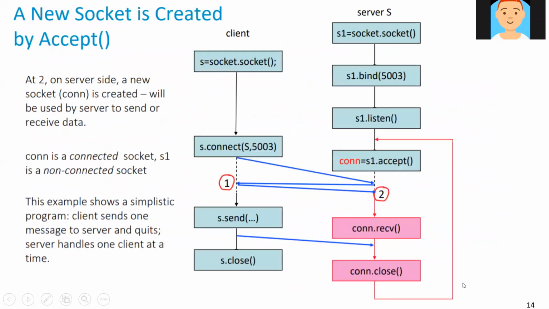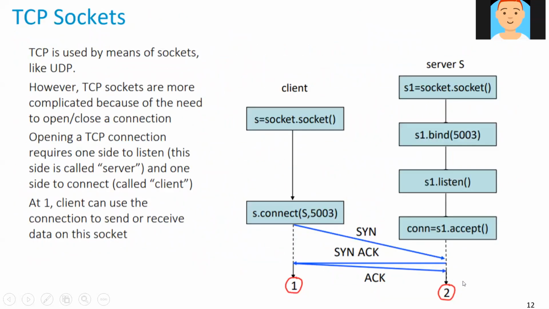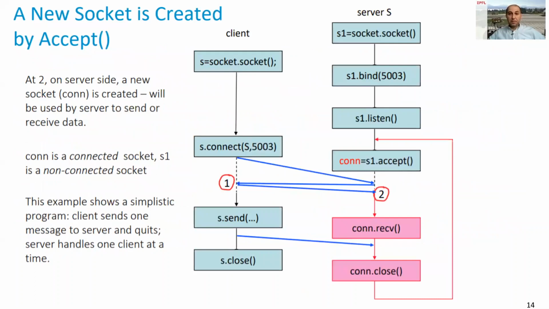I'm sorry, does that mean that S1 can work in parallel too? Exactly, yes. That's what we'll see in the next slide. So now we have two sockets, and this will be explained here and also again in the coming slide. So point 1, point 2, we have now two sockets, one connected, one non-connected. The connected one will continue communicating with the client.